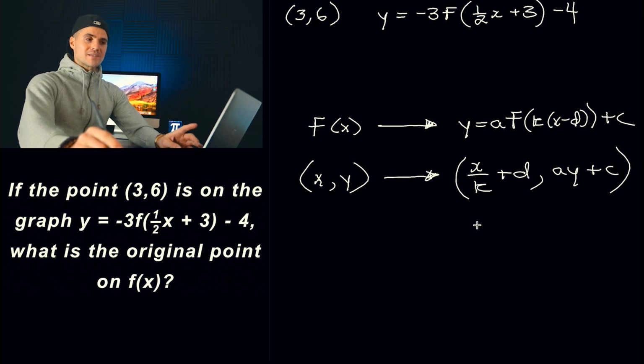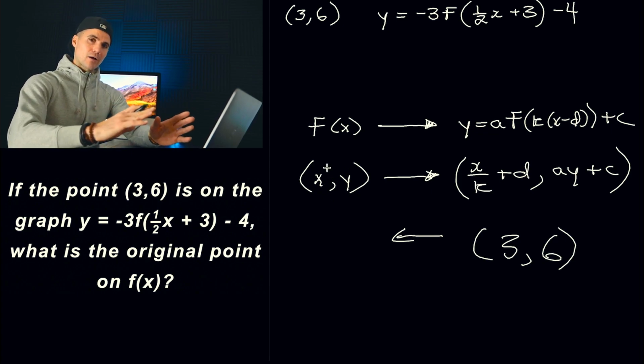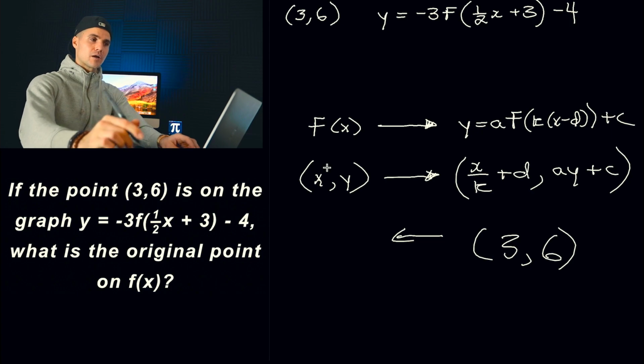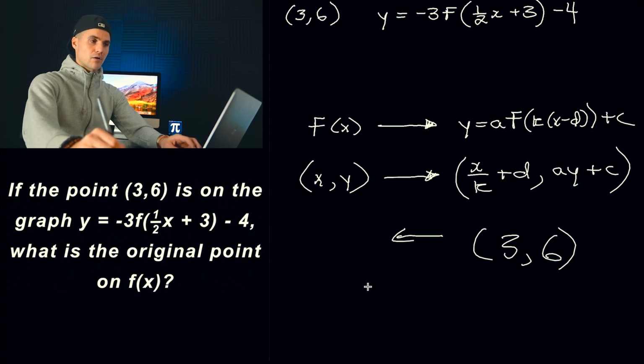But what's happening in this case is that this (3, 6) is actually on the transformed function. And we have to find what was the original point that was transformed. So we're going backwards. So you've got to read these very carefully. Sometimes, or most of the time actually, in textbooks and whatnot, you'll be given a point on the parent function, and you have to find it on the transformed one. In this particular case, if you read the question carefully, you're given a point on the transformed function. You've got to find the original one on the parent function.